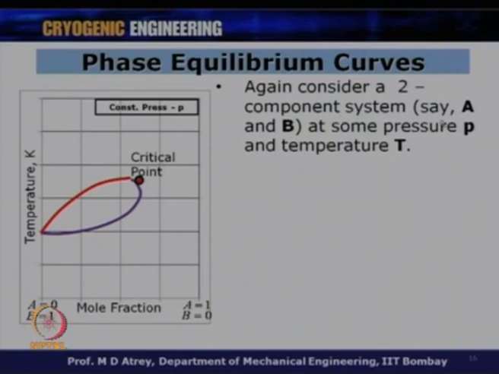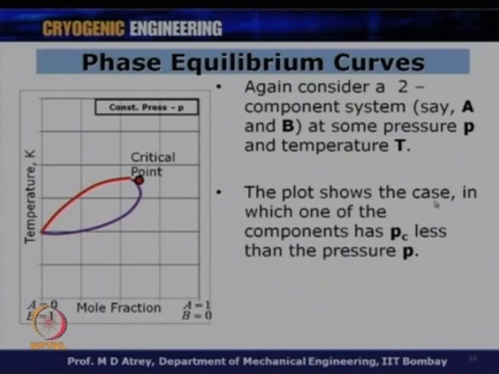Now, this is the second type of diagram, which is a phase equilibrium curve. You have a two component system again, A and B, at some pressure P and temperature T. But you see, this diagram is not going from this end to that end. That means the critical pressure is playing a role here. The plot shows a case in which one of the components has a critical pressure which is less than the pressure P. So, this diagram has been drawn for some pressure P, but one of the components has a critical pressure less than this P value, and that is why what you see here is only gas, not a two phase region. This was not true in the earlier case.